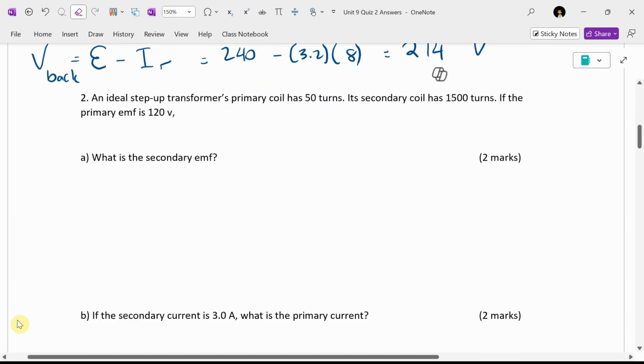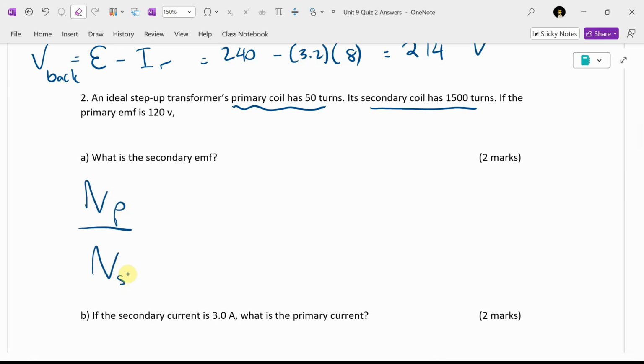An ideal step-up transformer's primary coil has 50 turns. Its secondary coil has 1,500 turns. Okay, here's my pair. So I already know I'm going to be using N primary over N secondary. Then they gave me V primary, and they want V secondary.